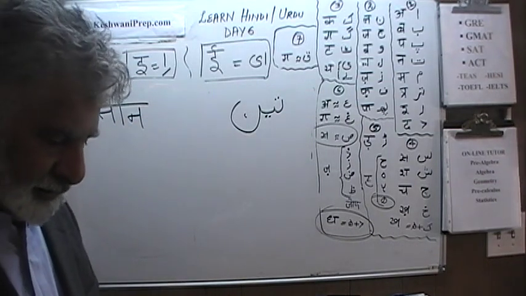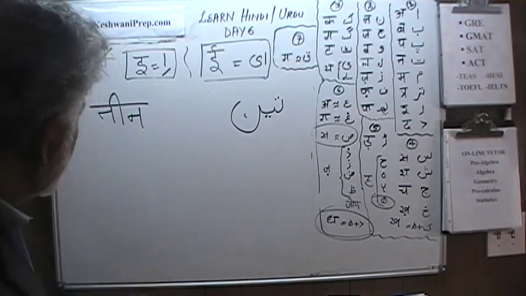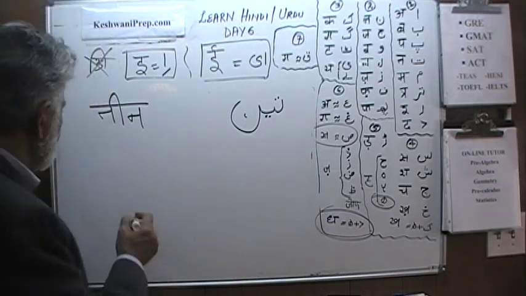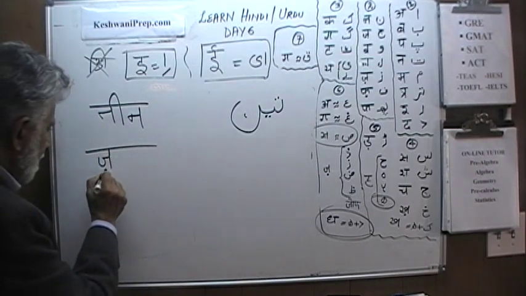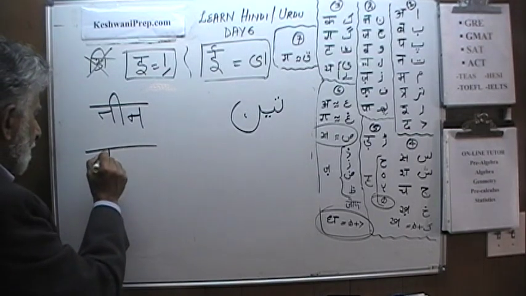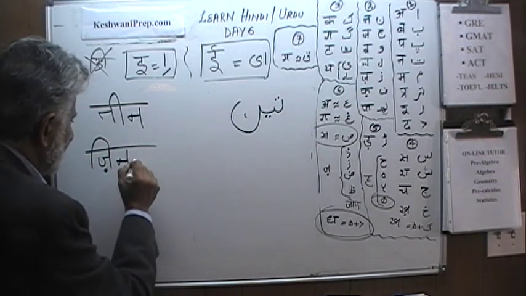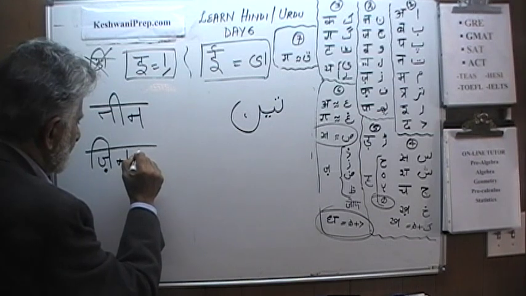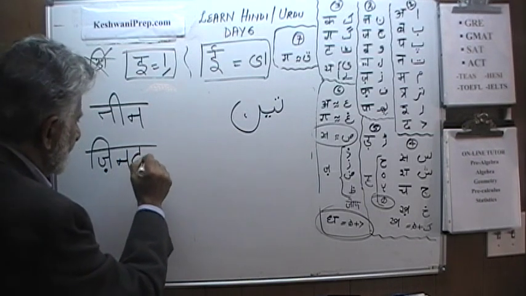Let's write something with a choti ki matra. This is badi ki matra. Here's the word. Ze. That's a z because we can put it down as z. You can write a choti ki matra. Zi, n, d.